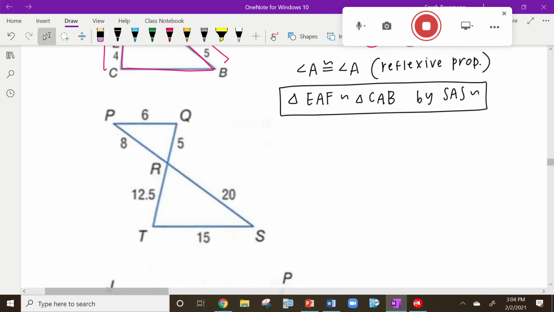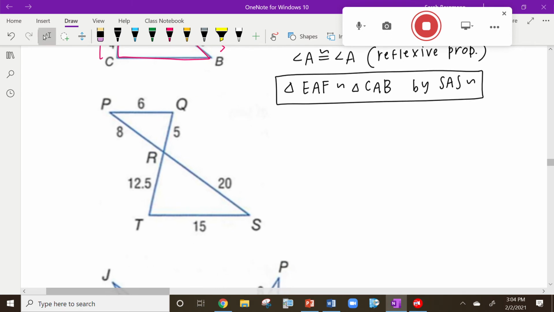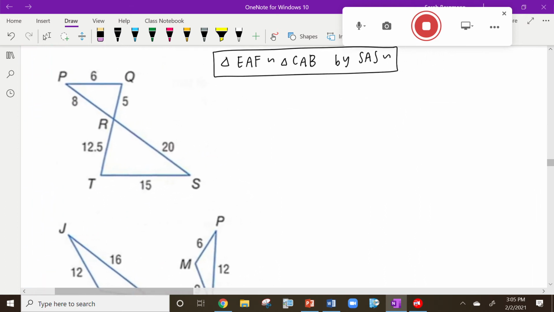All right, let's check this one. Now on this one, you do have some options. I know we could use an angle here that's congruent because they're vertical angles, but I want to do both examples for you. So I'll also show you when to use side-side-side. So this one we could do side-side-side because we have all three pairs of sides given to us.